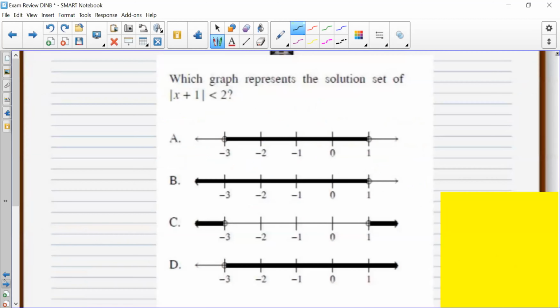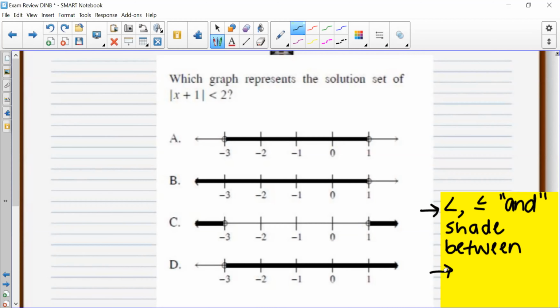All right, next problem is on slide 4. We see absolute value again, but this time we see inequalities. So for inequalities, some things to remember. Less than or less than or equal to. Those are going to be where we shade in between, or they have and with their answer sometimes. We shade between the numbers.